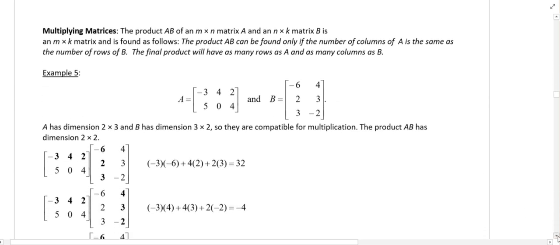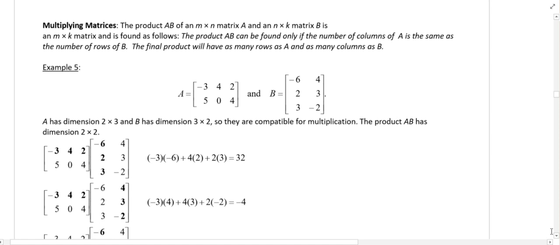Multiplication for matrices. Now this does get more complicated. So this one I'm okay with you doing in your calculator. So let's first go through it and then I'll show you how. So the product AB of an M times N matrix A and an N times K matrix B is an M by K matrix. So, for example, here we have the matrix A is a 2 by 3 matrix, and this is a 3 by 2 matrix. That is okay. You can multiply them if they're not the same dimension. The answer is going to be a 2 by 2 matrix.